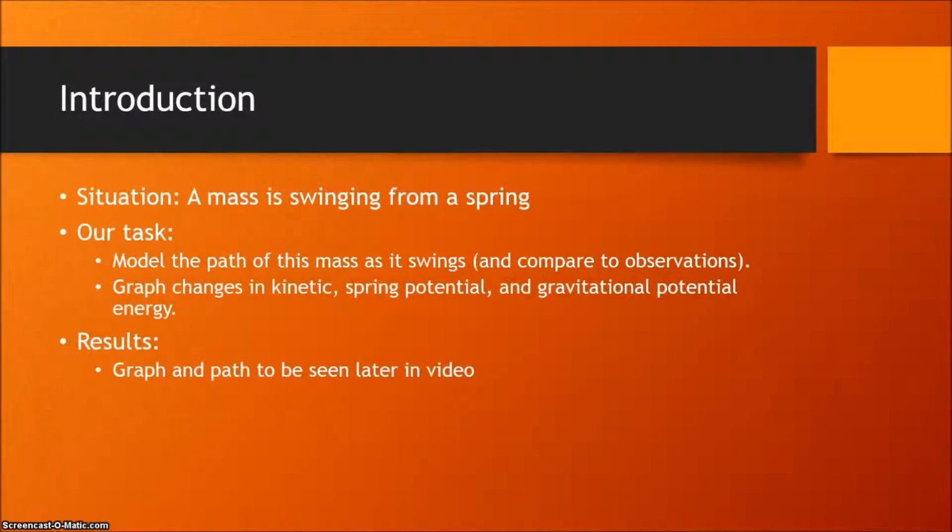So anyway, for this lab, we have a mass swinging from a spring, and our task is to model the path of this mass as it swings and compare it to the observations that we see in the video. We're also going to be graphing the changes in kinetic, spring potential, and gravitational potential energy. And for our results, we'll be seeing those later on in the video.